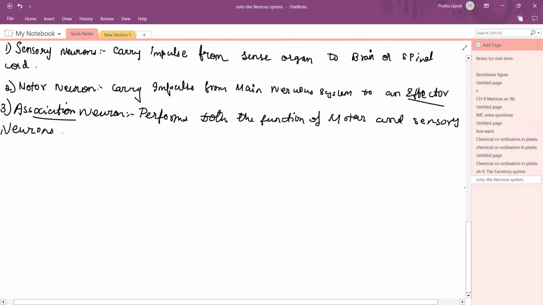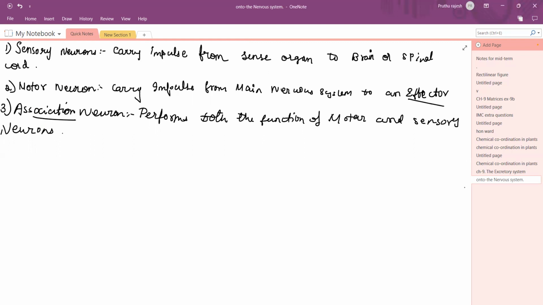Next, let us move on to the next topic, which is called nerves. There is a lot of difference between a nerve and a neuron. A neuron is the structural and functional unit of the nervous system, while a nerve is a bundle of nerve fibers or separate neurons enclosed in a tubular sheath.